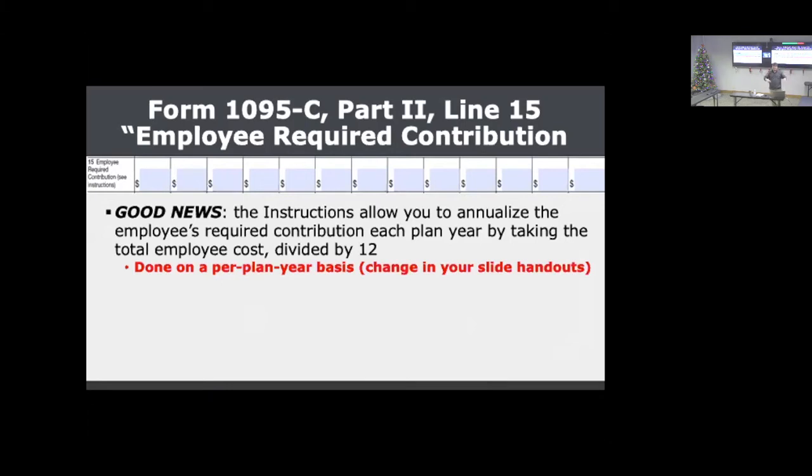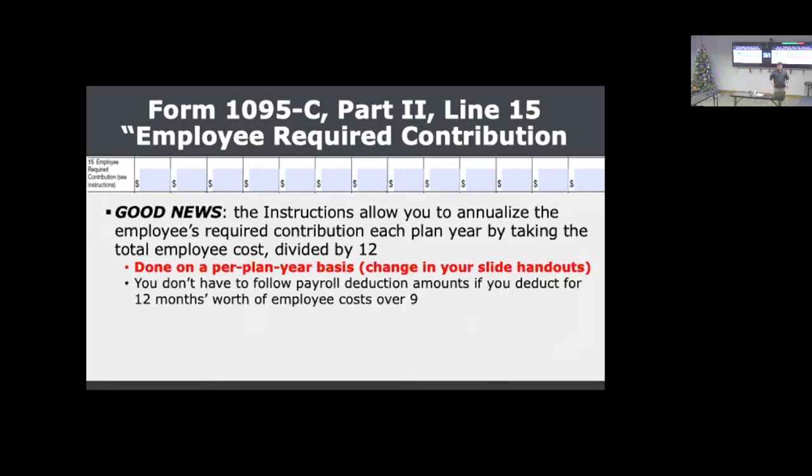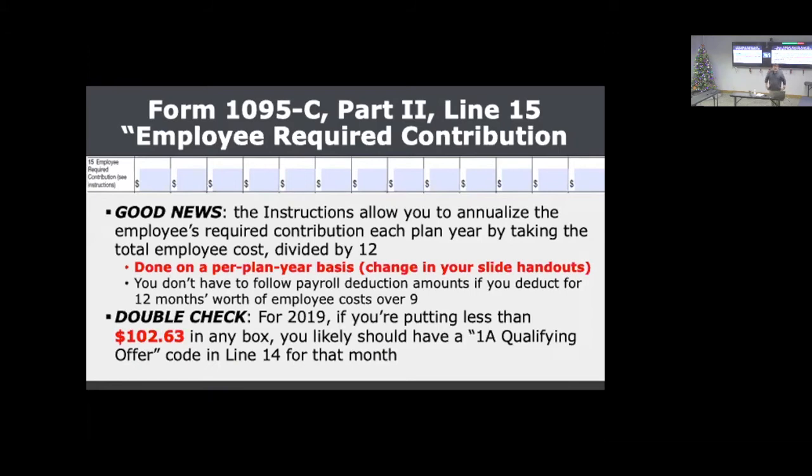Depending on how you charge them. So double check. Always double check anytime you're filling out line 15. For 2019, if you're putting less than $102.63 in any box, you've done it wrong, right?